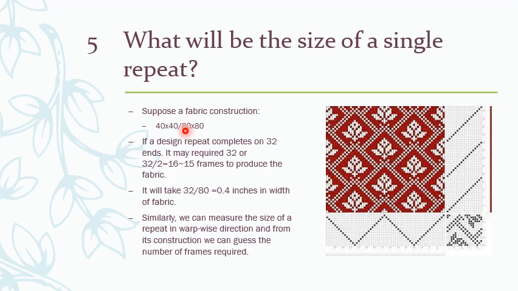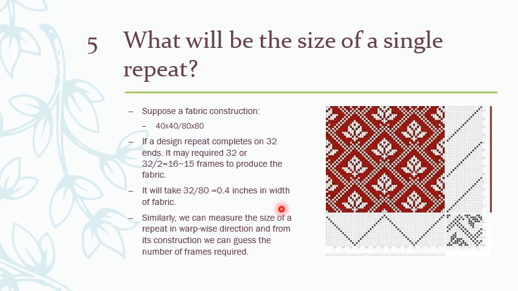So I suppose 32 ends would be the repeat size, but because of the pointed draft, it would have a 16 or 15 frames requirement. But these 32 threads, when compared to the 80 ends per inch, would produce a 0.4 inch width of the fabric. So when this design goes into the fabric of 40 40 80 80, it would produce a 0.4 inch width of warps. In the direction of warp, 0.4 inch will be the size of this repeat in the fabric.